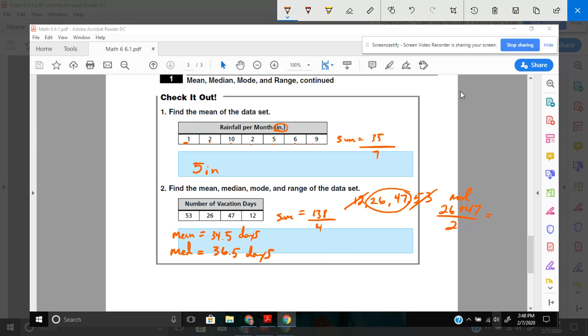The mode, which of these occurs the most? None. There are no repeated numbers here. And the range, remember, that is the difference between our greatest number and our smallest number. So 53 minus 12 will give you 41. And again, the label would be days.